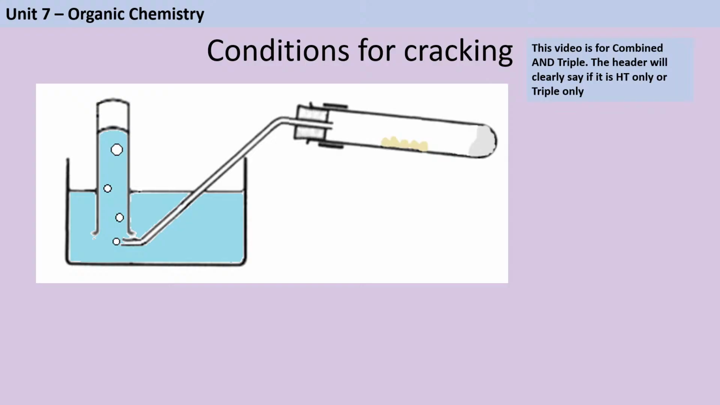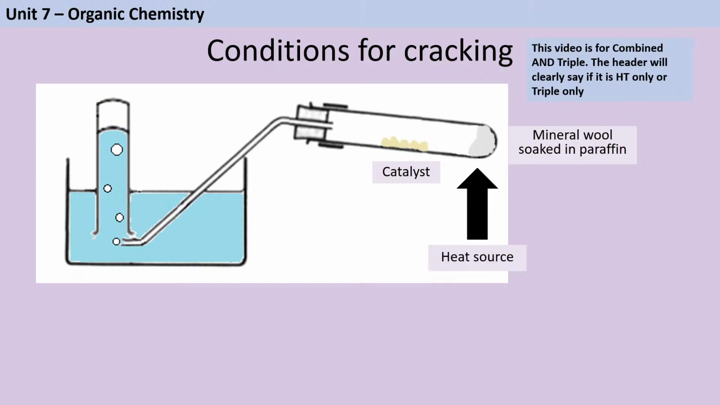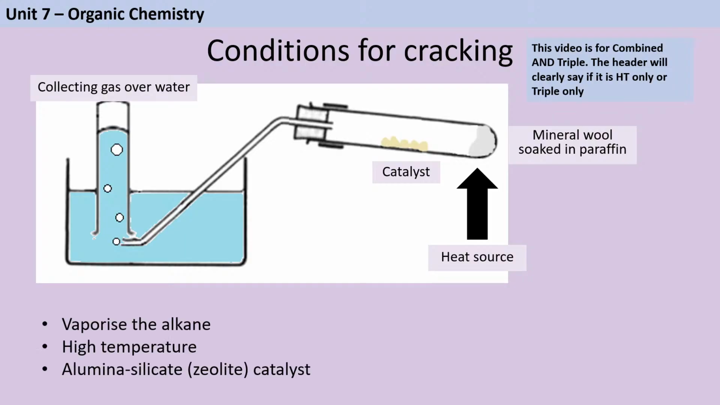You need to be able to describe the reaction conditions for two different types of cracking. So there's catalytic cracking, which involves a catalyst. Here's my large alkane that I'm going to crack, and there's my catalyst. So we've said that's a chemical that speeds up the rate of reaction without being used up itself. We're going to have a heat source because it's a type of thermal decomposition, and then those vapours are passed over the hot catalyst, and we're going to collect the gas so that we can then test it and prove whether it's an alkane or an alkene.